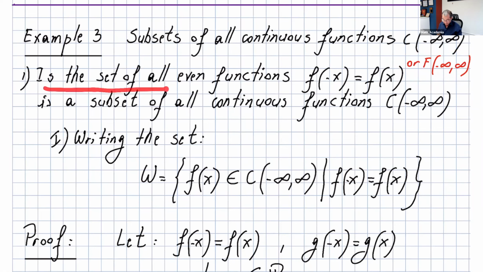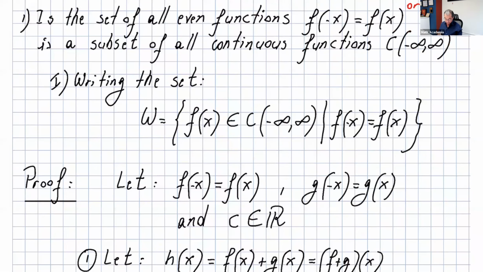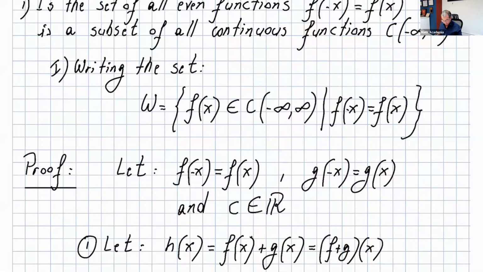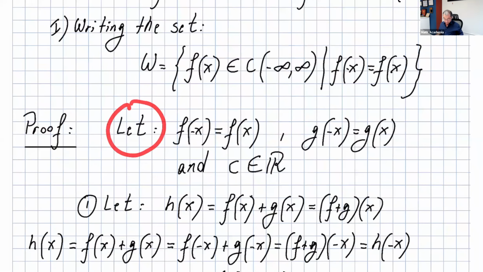Is the set of all even functions f(x), where f(-x) equals f(x), a subset of continuous functions? So let's go over the proof. Part one, you can write the set. So W, we know that f(x) is a continuous function such that f(-x) equals f(x). The way you can prove this one, we can say f(-x) is f(x), and get another one, g(-x) equals g(x).